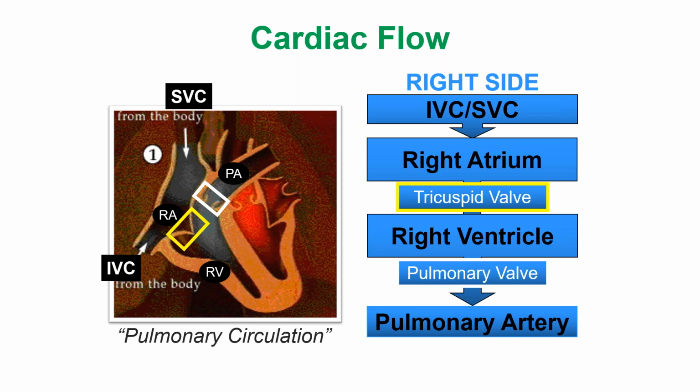Cardiac flow, so this is pretty much saying what I said on the last page. This is pulmonary circulation. This is the right side of the heart, inferior and superior vena cava, IVC and SVC. So inferior is the lower part of the body, superior is the upper part of the body, emptying back into the right atrium through that tricuspid valve, over to the right ventricle, out through the pulmonary valve, to the pulmonary artery, sorry.